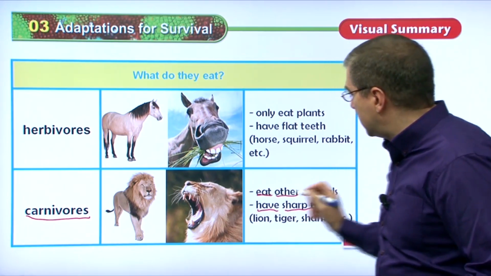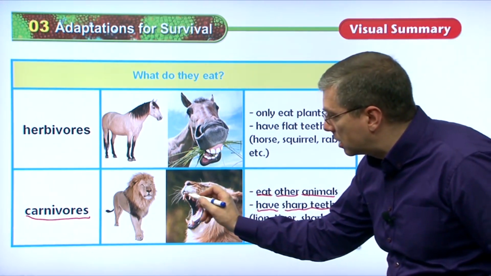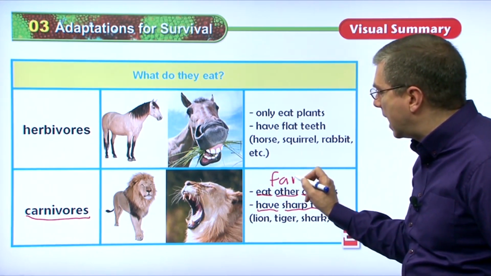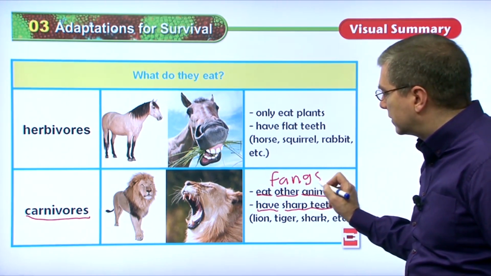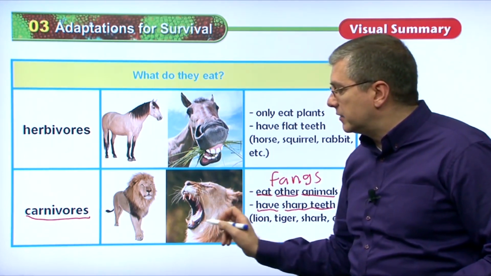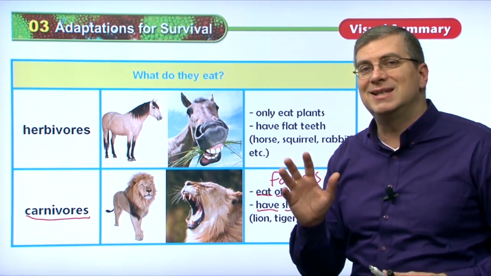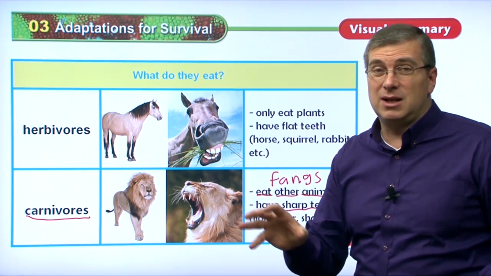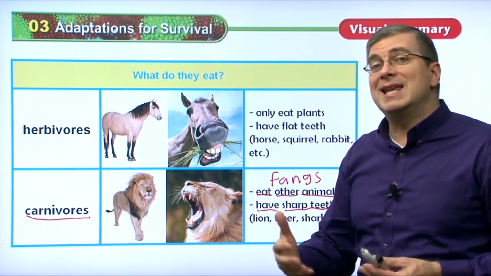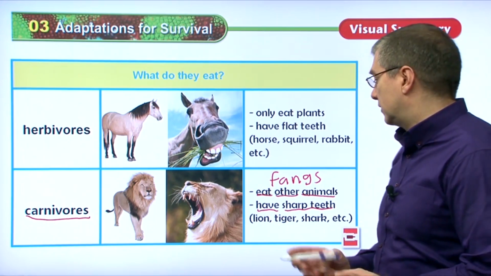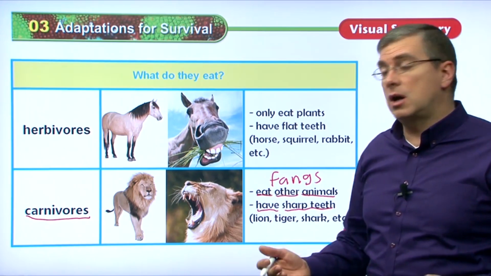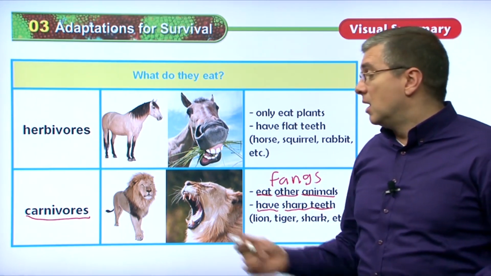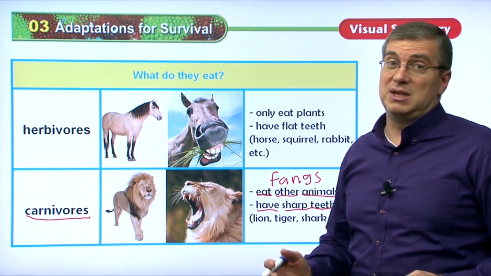We call these sharp teeth, especially these long, sharp ones, fangs. F-A-N-G-S. So if an animal has fangs, it has sharp, pointy teeth that it uses to catch and to bite and to kill other animals so that it eats other animals. That's what carnivores have. What are types of carnivores? Lions, tigers, sharks, etc. Of course, these types of animals can be dangerous, right?